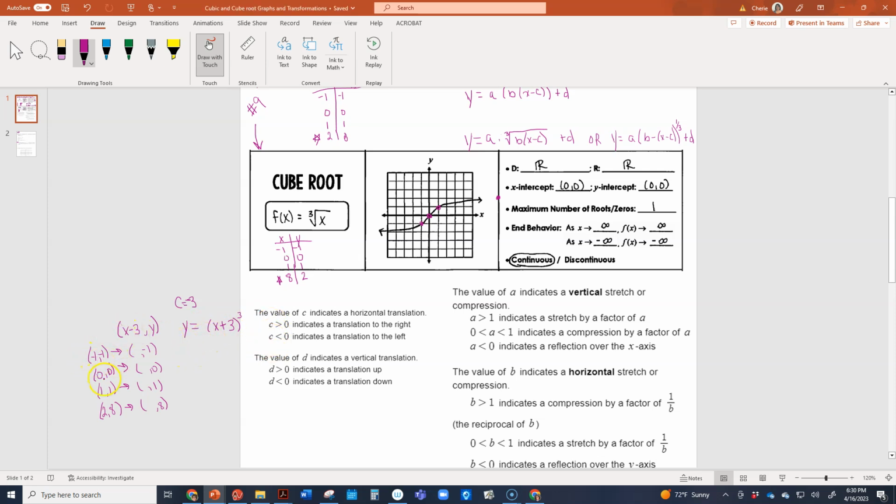So to find out where my new points are, I'm simply going to take 3 away from each one of the x values. So -1 minus 3, I believe, is -4. The y value stays the same. 0 minus 3 is -3. The y value stays the same. 1 minus 3 is -2. The y value stays the same. And 2 minus 3 is -1. The y value stays the same.